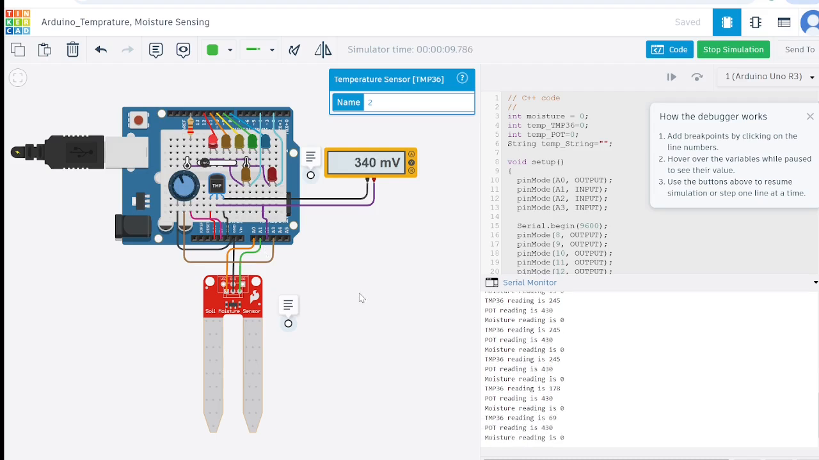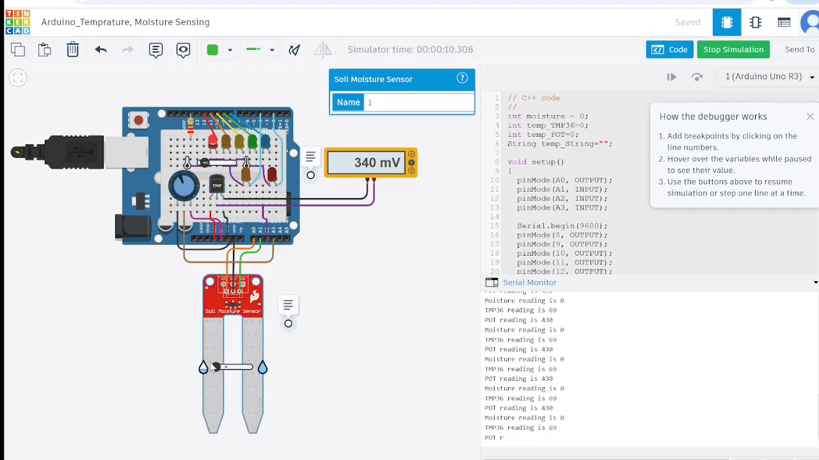Okay. So now I'm going to do the soil moisture sensor. You'll see all these LEDs, and I'm going to move the sensor for the series. Here we go, and here we go. So that's our soil moisture sensor.